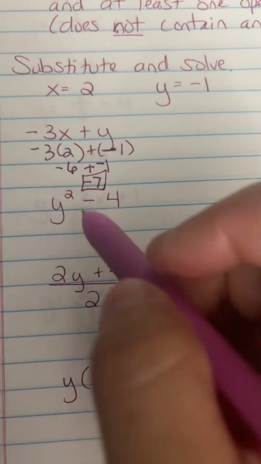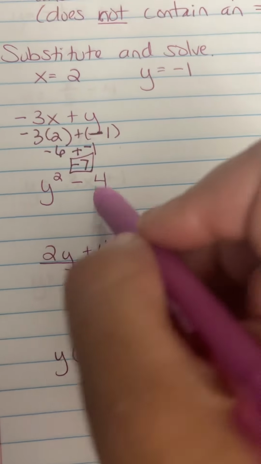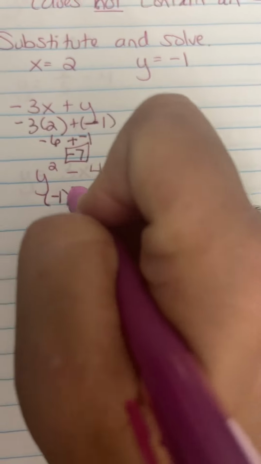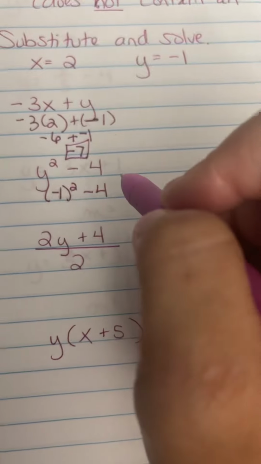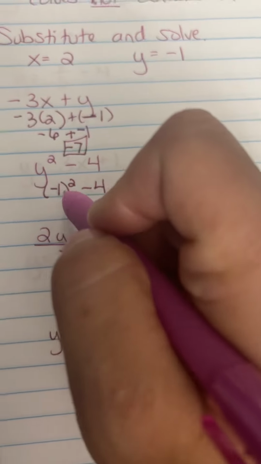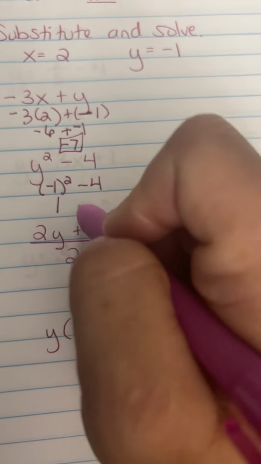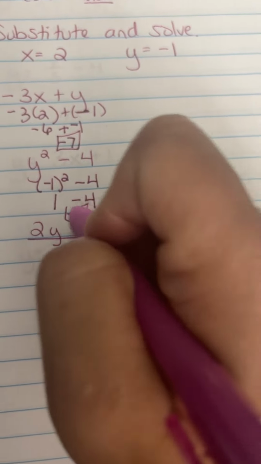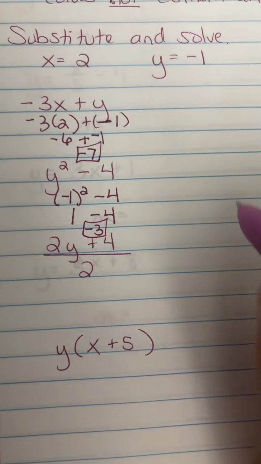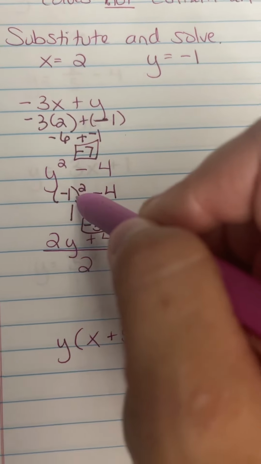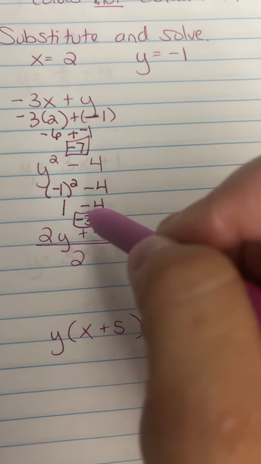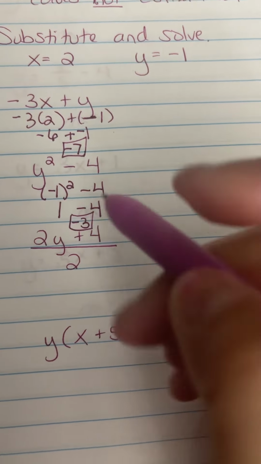Looking at my next example, I have y squared minus 4. Y is -1. Be very careful with exponents. So when I plug this in, I have -1 squared minus 4. -1 times -1 is +1, minus 4, which gives me -3 as my answer. So again, look what I did. I substituted first. I followed my order of operations by doing exponents first and subtracting last.